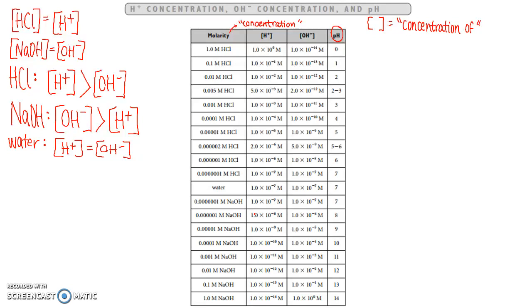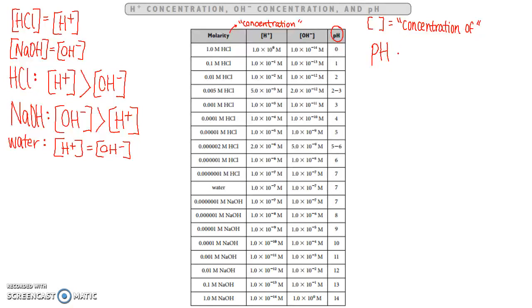All right, other things we should look into. Let's look at the pH column because this is kind of the new thing and this is what we're going to eventually have to be able to calculate. So let's look at some things we can tell based on this pH column.